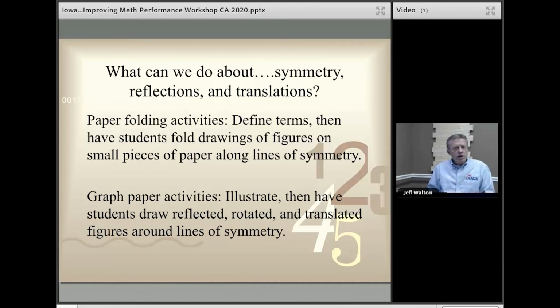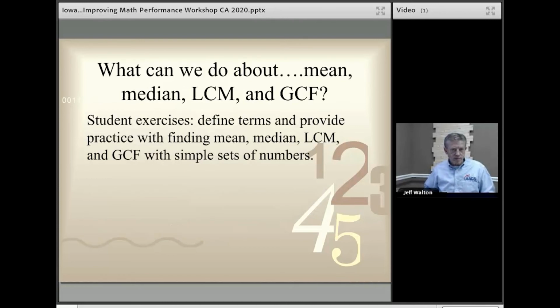You can also do activities on graph paper of symmetry, reflections, and translation. So you could illustrate them on a graph on your whiteboard or on a digital device, and then have students draw on graph paper reflected, rotated, and translated figures around lines of symmetry. They would enjoy doing that. There are some really neat paper folding activities at a website that I will also show to you at the end of this presentation.